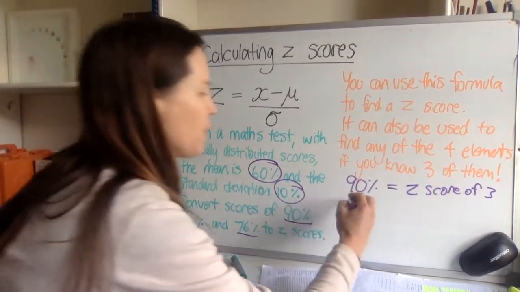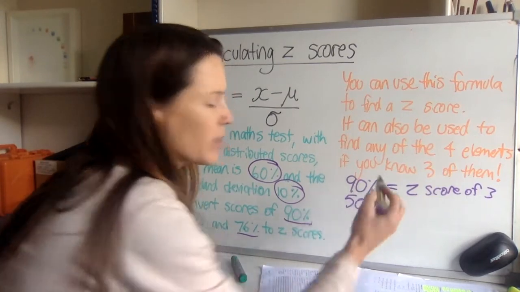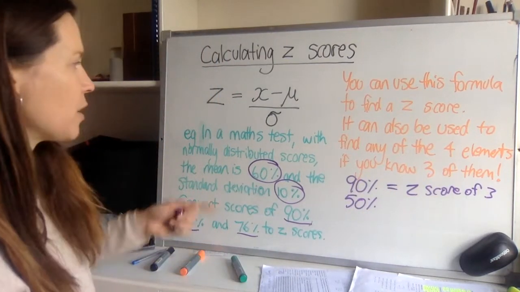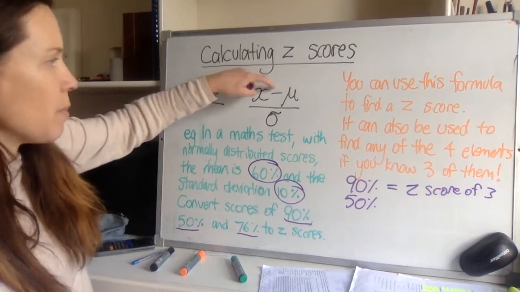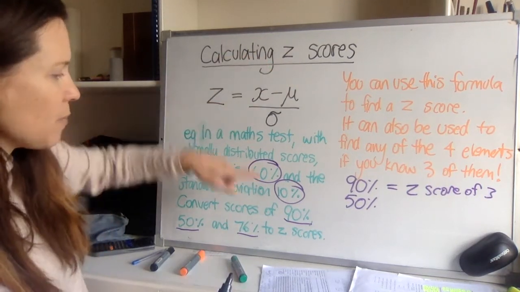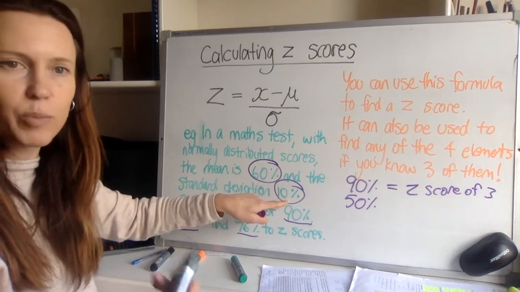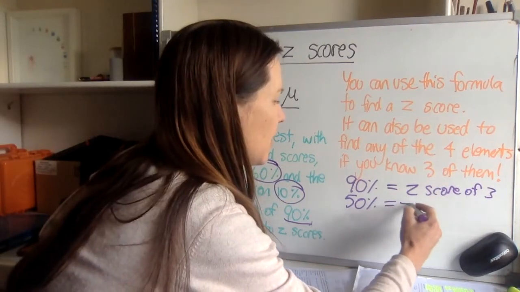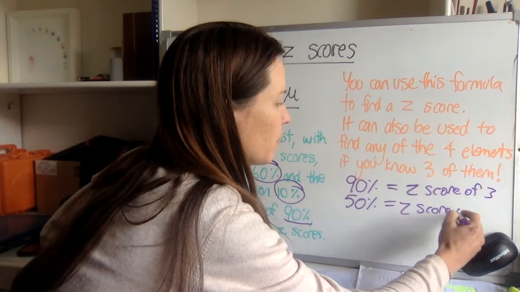All right, a score of 50%, is that above or below 60%? It's below, isn't it? So if we did 50 minus 60, we'd get minus 10. And if we divide minus 10 by 10, we get negative 1. So this one has a Z score of minus 1.